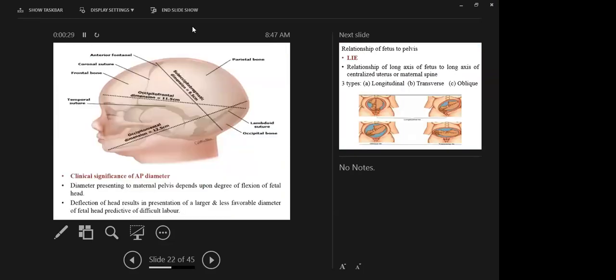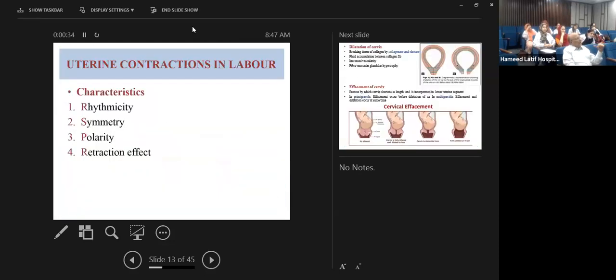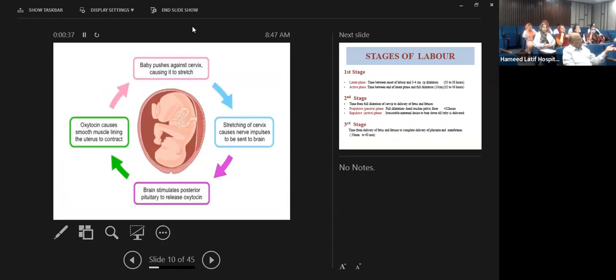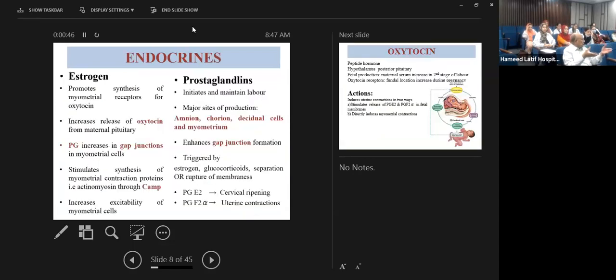Prostaglandin E2 causes ripening and softening of the cervix, whereas prostaglandin F2 alpha has greater effect on the uterine myometrium. The structure of the body of the uterus and the cervix differs, because the cervix is predominantly collagenous tissue, whereas the body of the uterus is overwhelmingly involuntary muscle, which is the myometrium. And these two types of prostaglandin have their effect on either the myometrium or the surface.